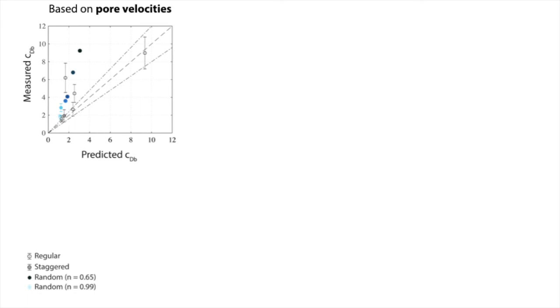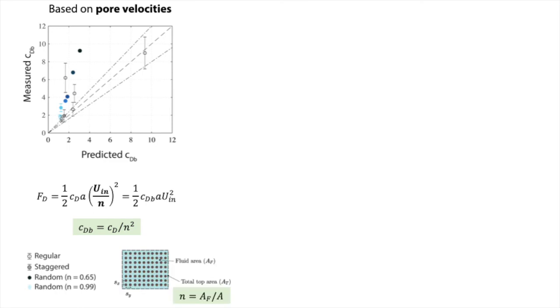First, we assume that the velocity inside of the structure can be estimated from the pore velocities. So if we introduce the pore velocity in the expression for the drag force, and we express the drag force as a function of the incoming flow velocity and a bulk drag coefficient, now this bulk drag coefficient relates to the volumetric porosity. And this approach resulted in an underestimation of the measured bulk drag coefficients.